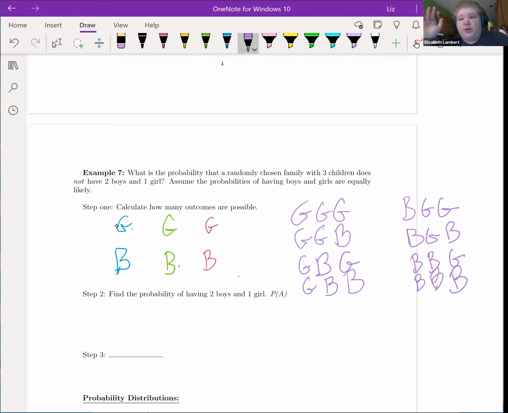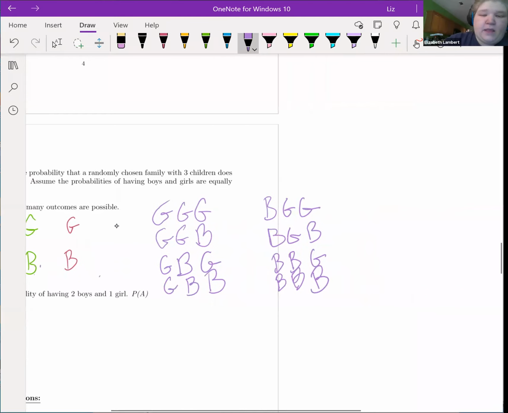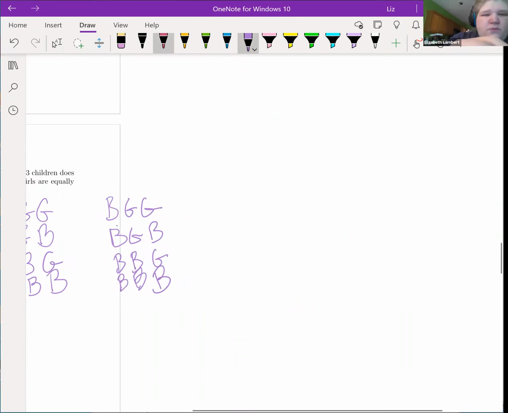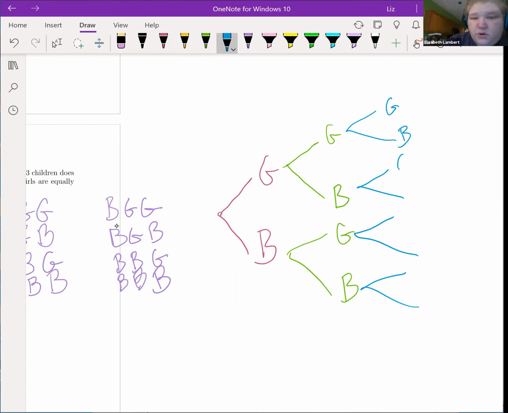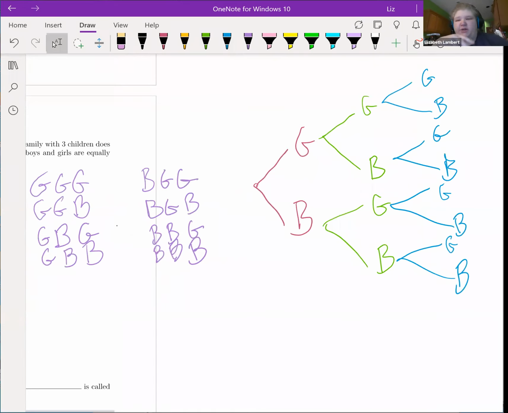So if that means you take the time and you draw a tree diagram, you take the time and draw the tree diagram. I would rather you took the extra time and be certain of your answer rather than trying to do it fast and making a careless error. So if we're going to do this with the branching, I would have girl or boy. And then from the top one, I would have girl or boy. And from the bottom one, I would have girl or boy. And then off of each one of those, we end up with girl, boy, girl, boy, girl, boy, girl, boy.